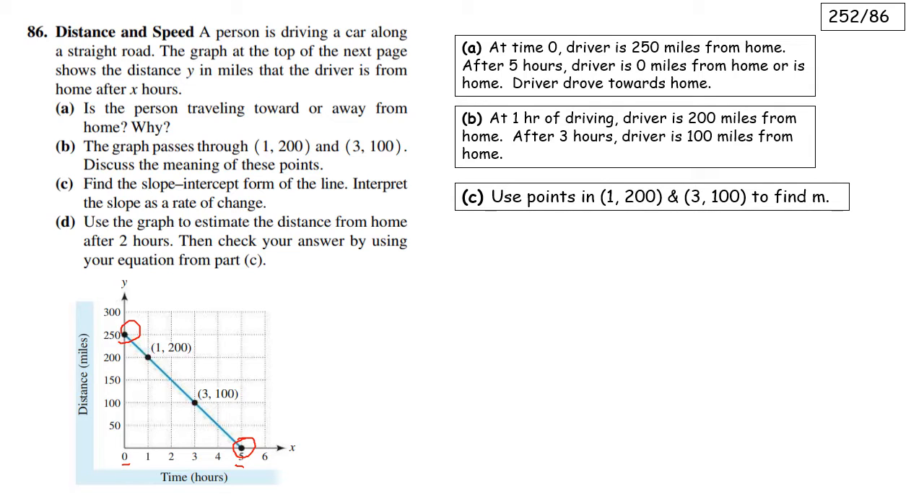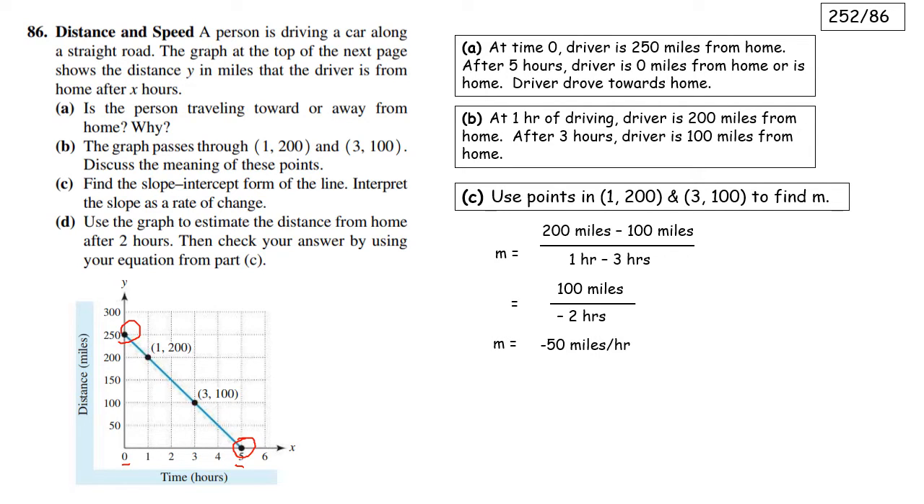For part C, use the points (1, 200) and (3, 100) to find m so that we can find the slope-intercept form of the line, and we'll interpret the slope as a rate of change. Slope is the change in the y-axis, which means 200 minus 100 miles, over the change in the x-axis, which is 1 hour minus 3 hours. This gives us 200 minus 100 is 100 miles, and that took him 1 minus 3 hours, which is negative 2 hours. m is equal to, simplified, negative 50 miles per hour.